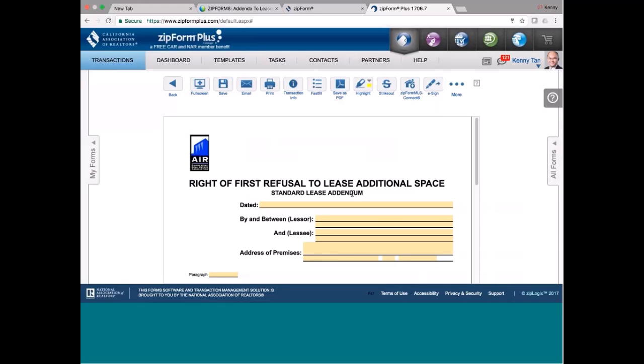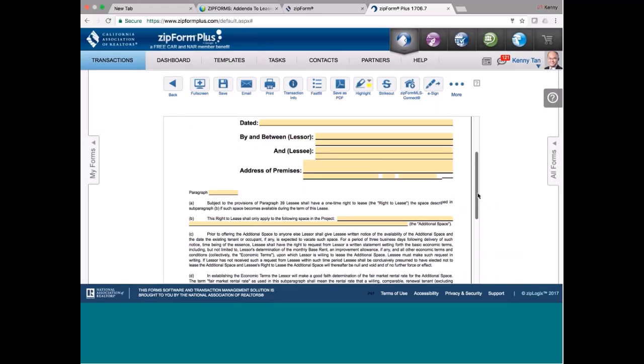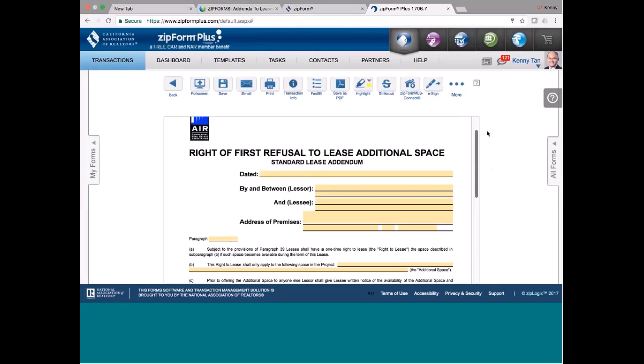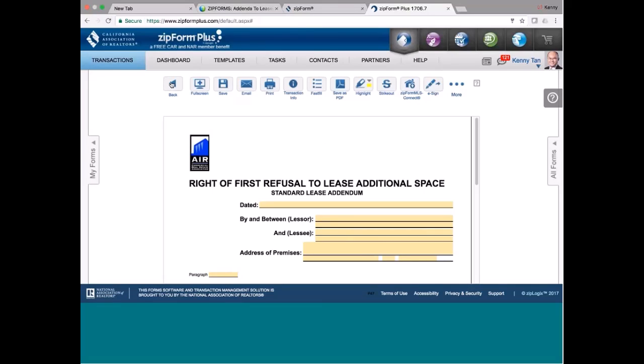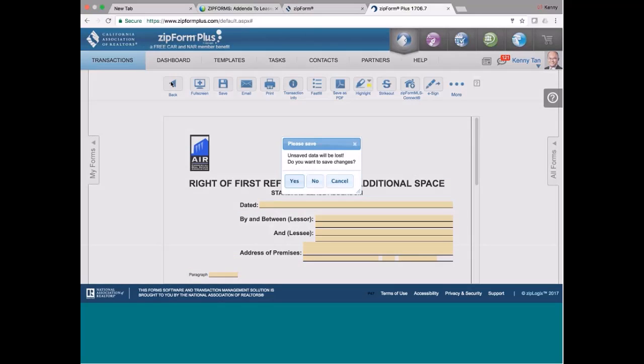What does that mean? Let's say, for example, you are thinking of maybe staying at the same place. As your business grows, you want the landlord to come to you if the landlord wants to lease out certain space. So you want to be the person to refuse to lease this additional space. If you are a tenant and you want to have the right of first refusal to lease additional space, you can use this form. Which means that if the landlord wants to lease space to someone else, he has to come to you.